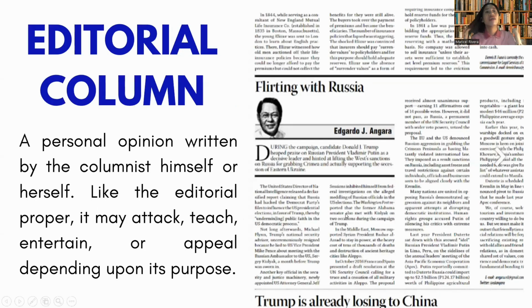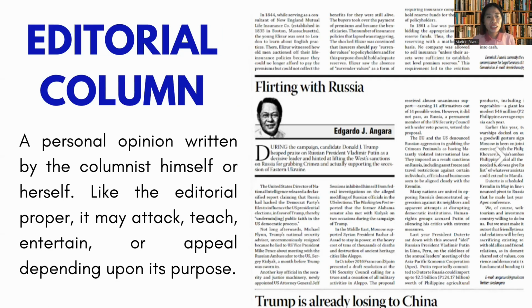Next we have the editorial column. The editorial column is different. In this case, the editorial column does not really represent the comment, the stand, or the opinion of the entire newspaper. No. But the editorial column, class, is a personal opinion, and this personal opinion is written by the columnist himself or herself.